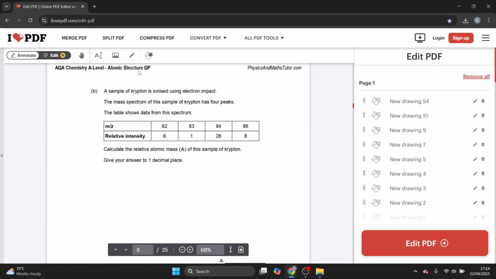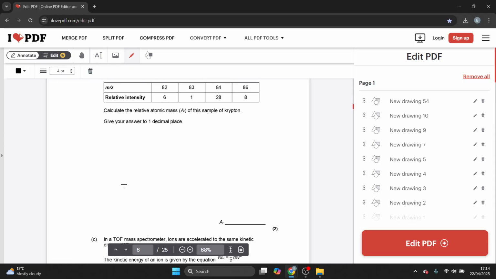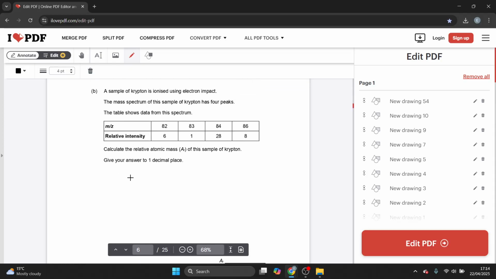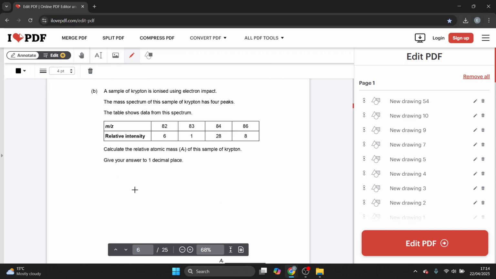Calculate relative atomic mass for this example of krypton. So now this one is a really nice one. Very, very nice. But actually there's a trick for this one. There's no mention of percentage, right? It's relative atomic mass. So I'm going to do the same thing.